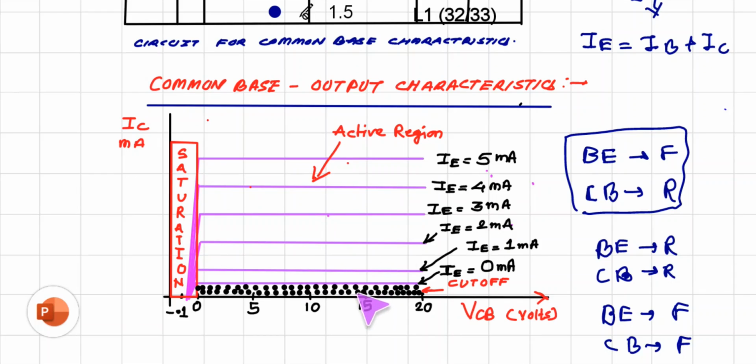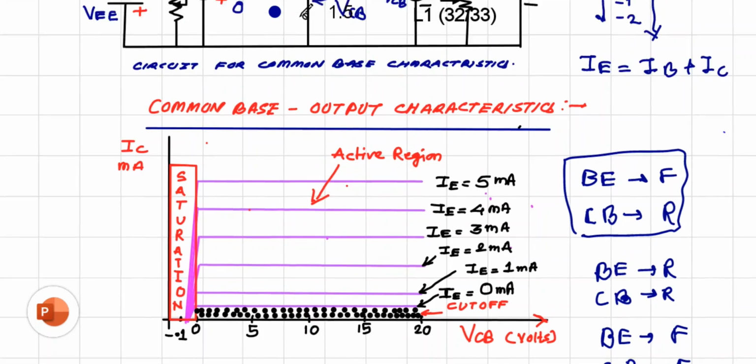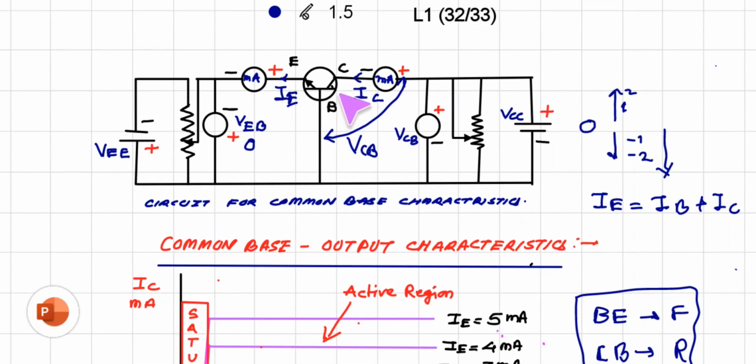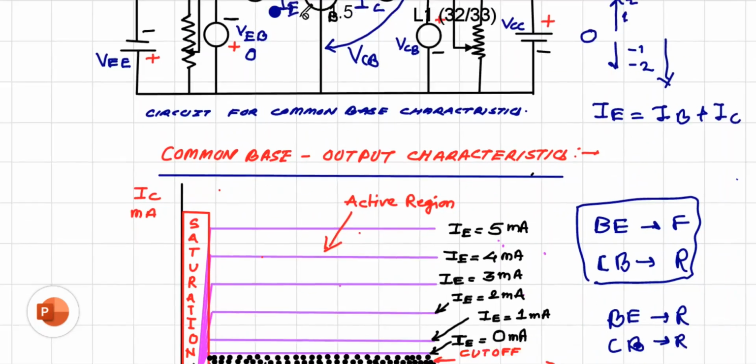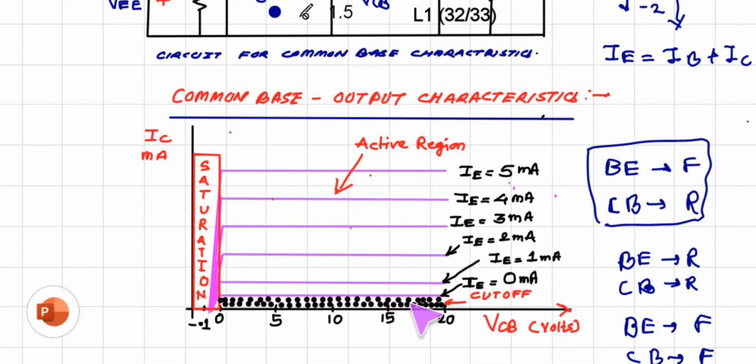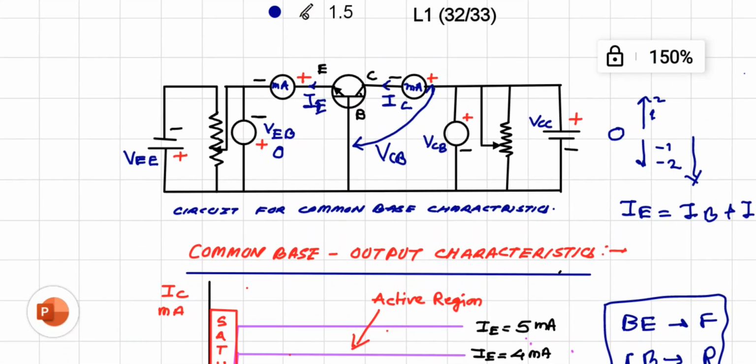So now we saw this is the cutoff region, this is the saturation region. In the cutoff region, both the emitter-base junction and the collector-base junction are reverse biased. Both junctions are forward biased in the saturation region, and this is the only region in which the input junction, that is the emitter-base junction, is forward biased and the base-collector junction is reverse biased. That you should know.